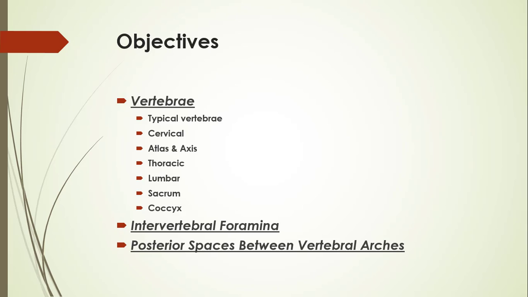Objectives: what we want to get out of this lesson: first, description of vertebrae and its embryological origin. Then we'll talk about the cervical, typical cervical, atlas and axis, thoracic, lumbar, sacrum, coccygeal. Then we'll talk about the intervertebral foramina and describe them. Then the posterior spaces between vertebral arches.